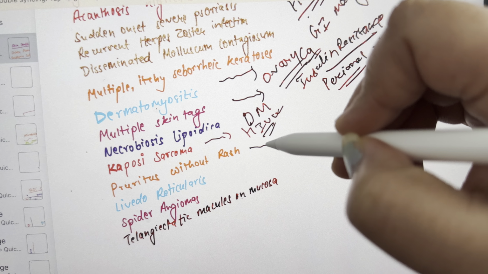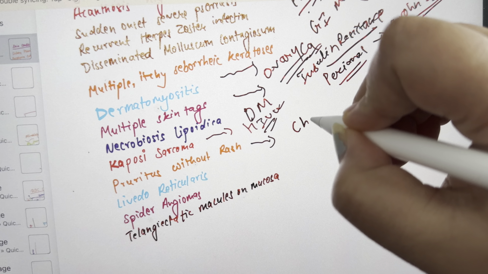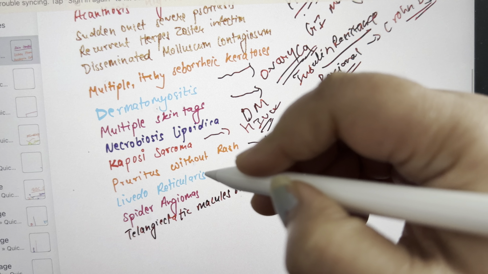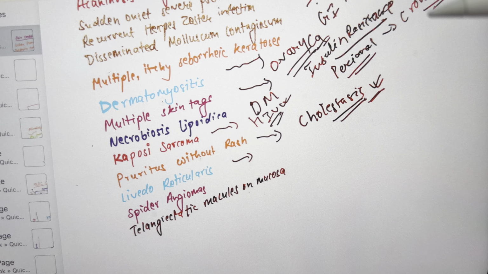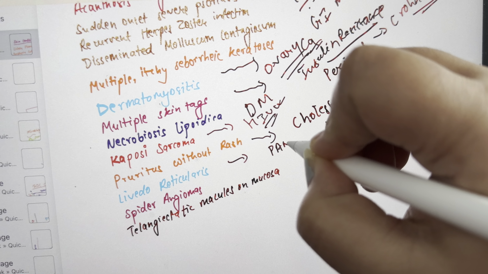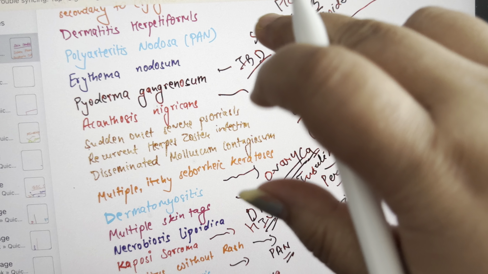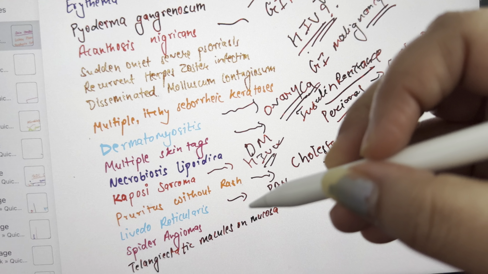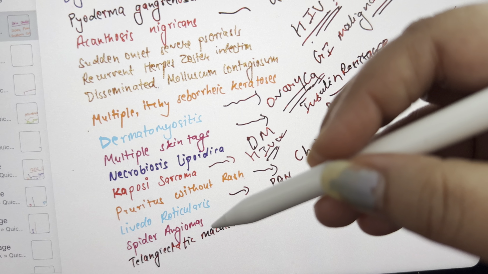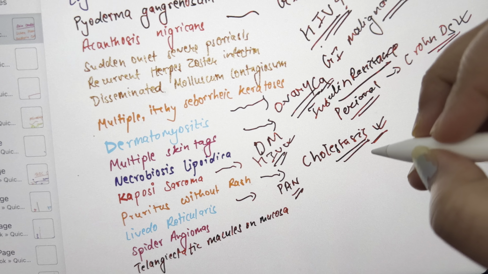If there is pruritus but without rash, that is highly suspicious for cholestasis, biliary obstruction. We need to think about that. And talking about livedo reticularis, in that we need to think about polyarteritis nodosa. Again we can link this, PAN is associated with hepatitis B, right? PAN is associated with hepatitis B. And spider angioma is associated with chronic liver disease, cirrhosis. If there are telangiectatic macules on mucosa, we need to think of hereditary hemorrhagic telangiectasia.